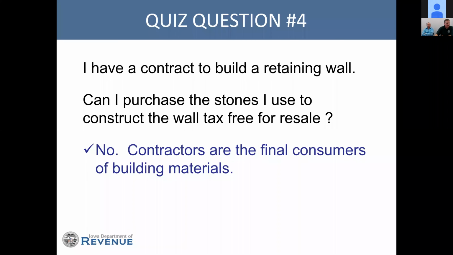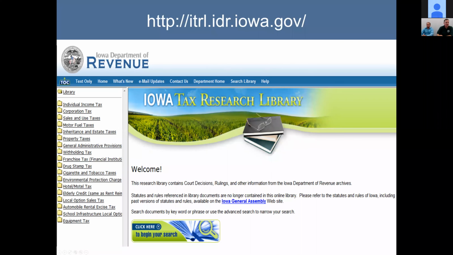Okay, let's jump back down here to our presentation. What we're getting to now, we're kind of wrapping up here. We're getting toward the end of things. What I have up here is our Iowa Tax Research Library. I don't know if any of you have ever looked at this before. And this slide is a little bit outdated because we just updated our Tax Research Library a week ago.